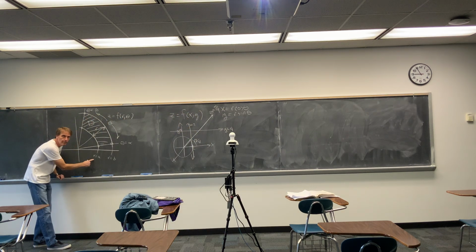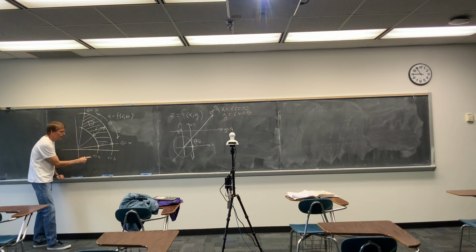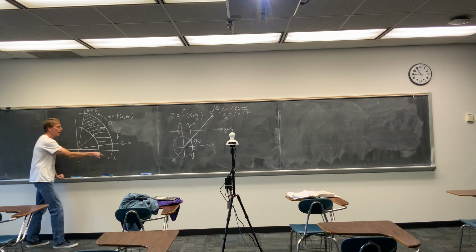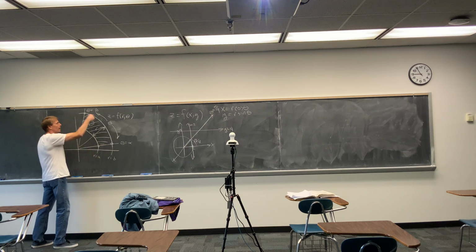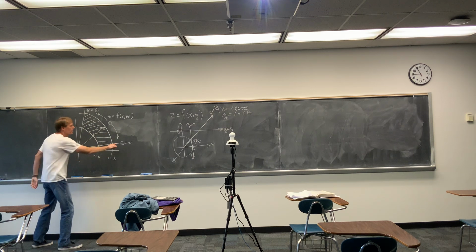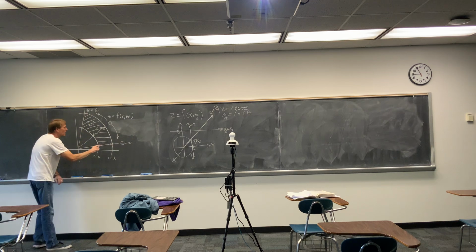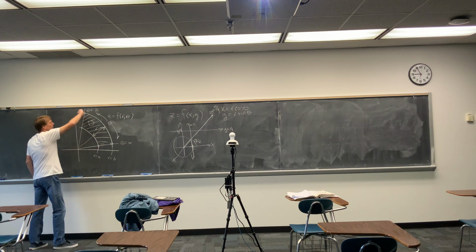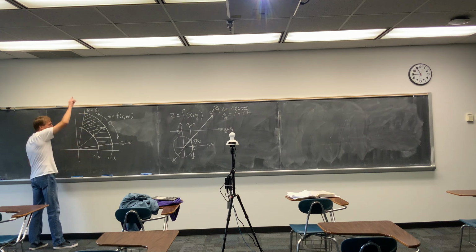Now, r is running between a and b. My radial variable is running between a and b. r equals a is this circle. r equals b, theta is allowed to do whatever it wants, is this circle. Theta is running between alpha and beta. Theta equals alpha, r is running like this. Theta equals beta, r is running like this.